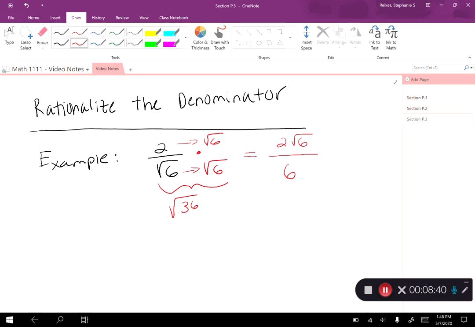And now I can simplify the numbers out front. 2 over 6 can simplify. 2 goes into 2 one time. 2 goes into 6 3 times. And if you don't want to write the 1 in front, you don't have to. That's square root of 6 over 3. Final solution.